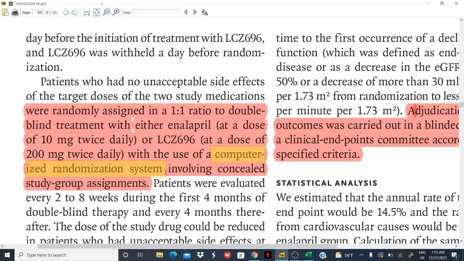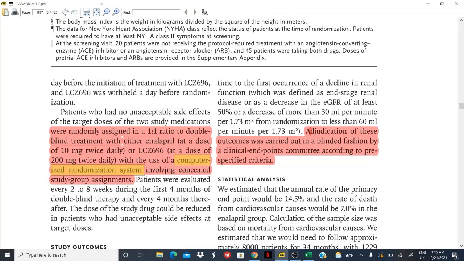So this is something that we can be relatively assured is random. It's not something that the investigators could predict ahead of time. So a computer randomization system is okay, a coin toss is okay, a dice roll is okay, but basing it on the date of admission, for instance, is not okay.